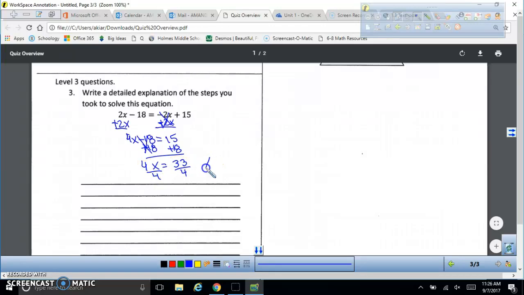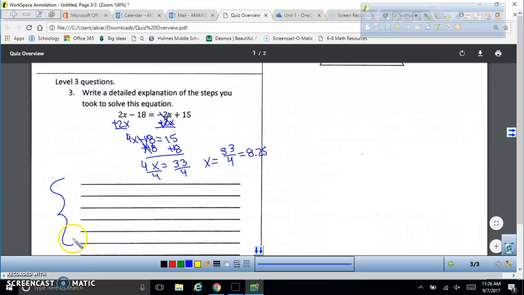Divide by 4. X equals, I would have been okay if you left it as 33 over 4, because this can't be reduced down. If you went through and reduced it all, you should have 8.25, 8 1/4. Okay, and then I do expect to see that explanation.